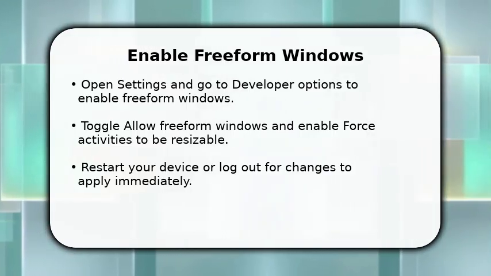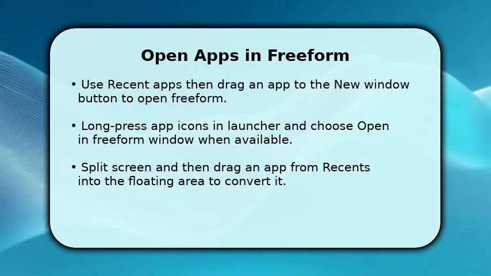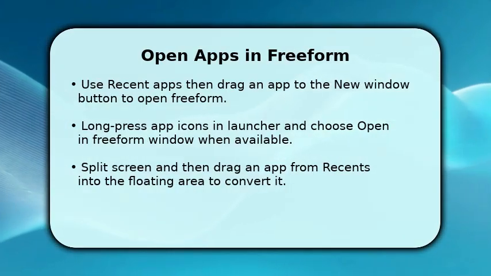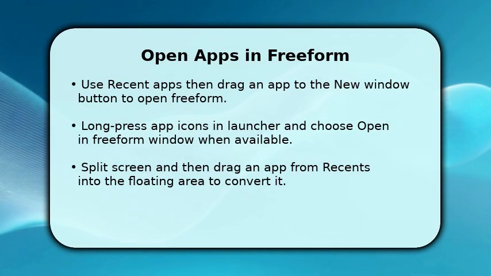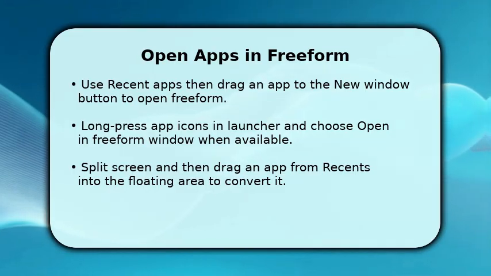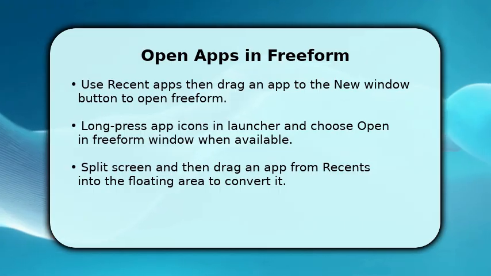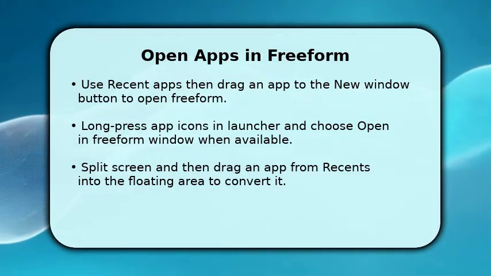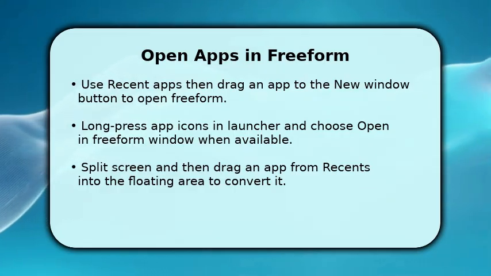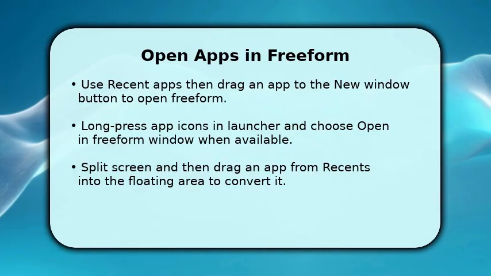After restart, Freeform mode will be available when you open recent apps and drag any app card toward the new window button to open it in Freeform. Alternatively, long press an app icon in the launcher and choose Open in Freeform window when that option appears. You can start split screen, then drag an app from recent into the floating area to convert it to a Freeform window. Each method creates a resizable floating window you can move and layer above other apps on Android 14.